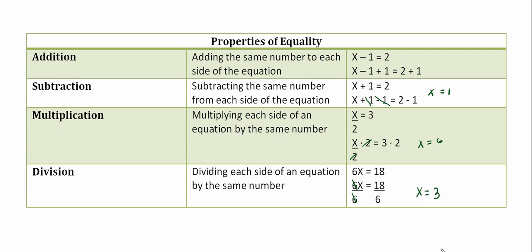Again, if you want to check it, you can just check it by plugging it in. Those are the 4 properties of equality. We have the addition, subtraction, multiplication, and division property of equality. You can use these to solve one-step and multi-step equations.